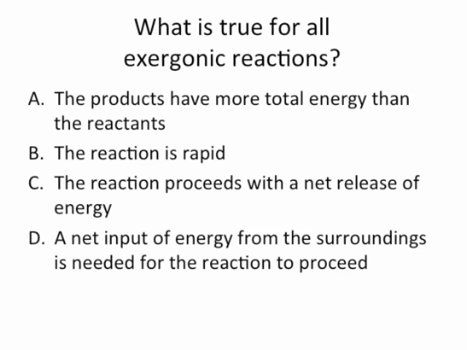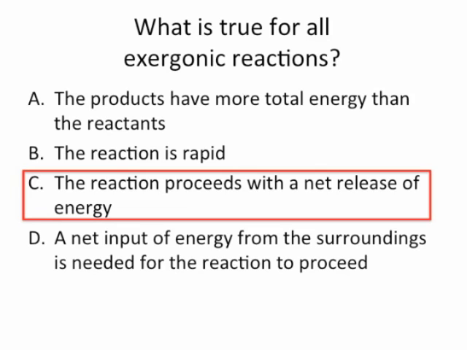More of you got that than the others. So net release of energy would be the right answer. C is the right one. Products having more total energy than the reactants is also endergonic. For B, the reaction is rapid, that has nothing to do with this. The speed of the reaction has nothing to do with this. It's all about whether the reaction needs energy or releases energy.